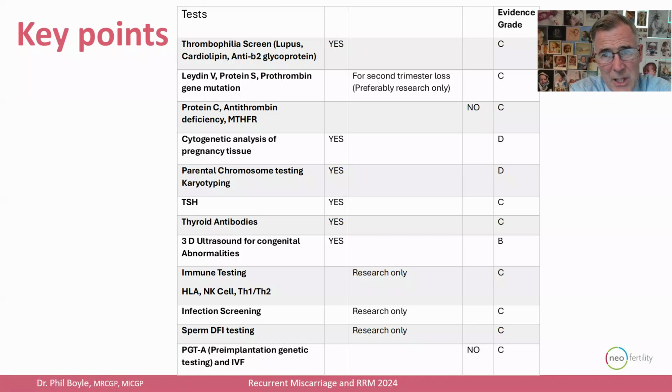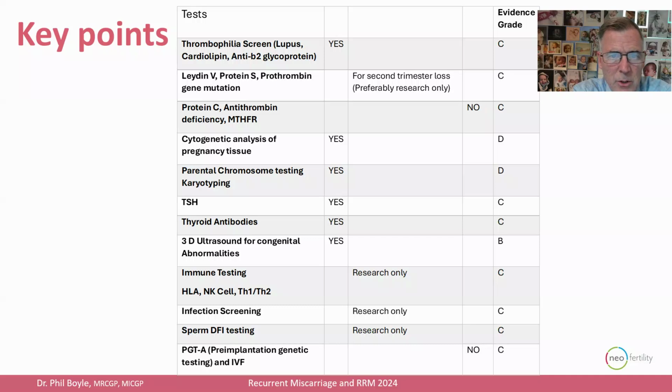And the evidence for that is not super strong. I thought before I read this that the evidence may have been stronger. So it's only evidence grade C that this test is worth doing. But I would certainly agree with that. And then also what surprised me is some of these more unusual tests are just for second trimester losses: Factor V Leiden, protein S, prothrombin gene mutation. And things then like your MTHFR, protein C, and antithrombin deficiency, which are genetic thrombophilias, it's not worth even testing those. And the evidence would support that, to say, don't even do these tests because they're of no benefit.